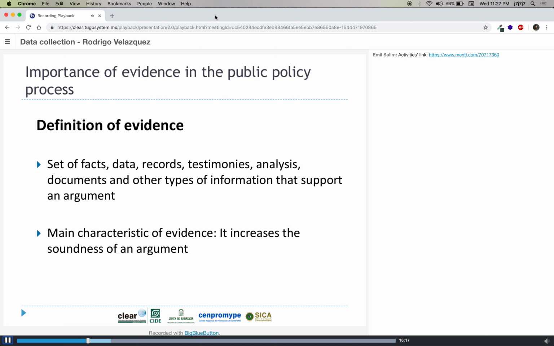We have different types of modifications, and new evidence is either supporting, ratifying an argument, or changing or modifying these arguments. However, the essence of evidence is to increase the soundness of an argument, and this is what we want to achieve when we are designing a public policy. We want to provide evidence concerning our theory of change or hypothesis.